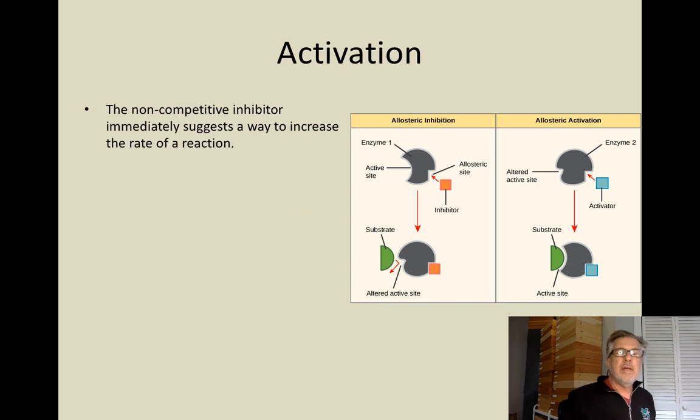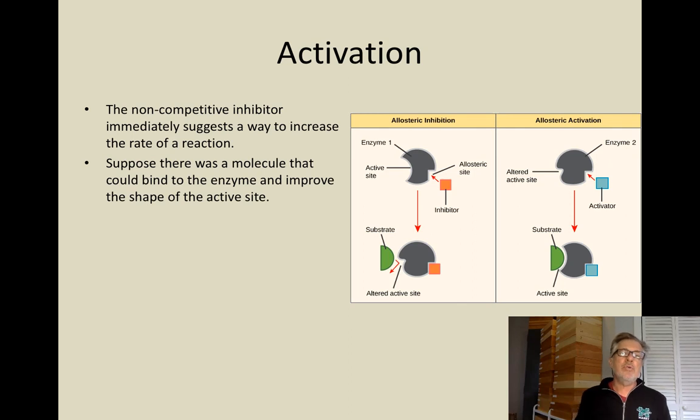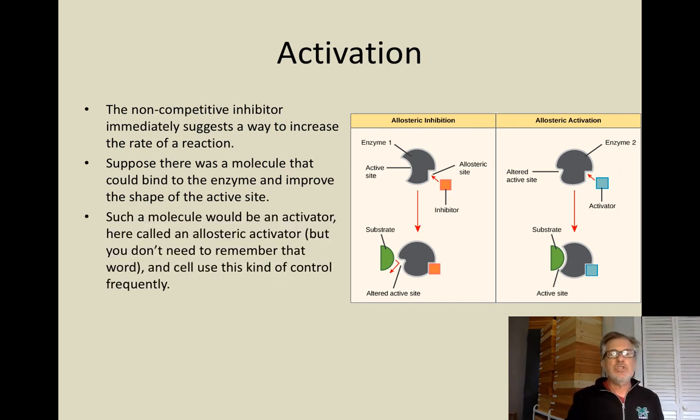What about activation? If you think about it, the non-competitive inhibitor suggests a way to increase the rate of a reaction. And if you want, you can stop the videotape right now and think for a second about what you think it might be. Okay, are you back? Well, suppose there was a molecule that could bind to the enzyme and instead of changing the active site in a bad way, actually improved the shape of the active site. In other words, such a molecule would activate the enzyme because it would make the active site more receptive to the substrate. That's called an allosteric activator, and you don't need to know that word allosteric, but here we're fine calling it an activator.